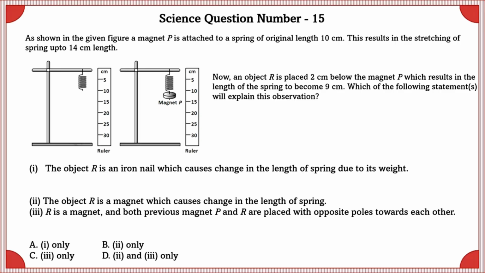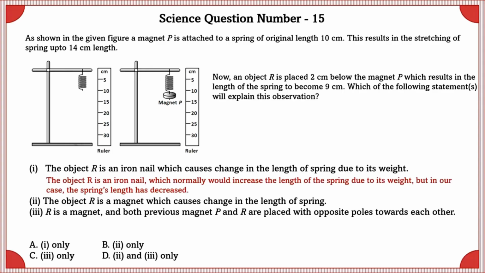First one, the object R is an iron nail which causes change in the length of the spring due to its weight. The object R is an iron nail, which normally would increase the length of the spring due to its weight. But in our case, the spring's length has decreased, not increased. So the first option is false.